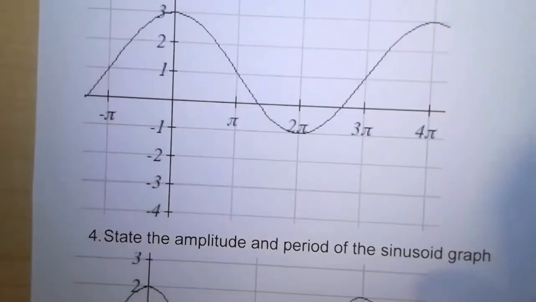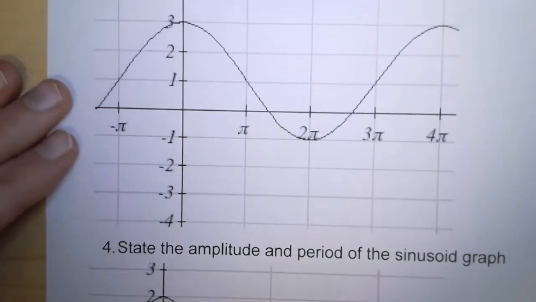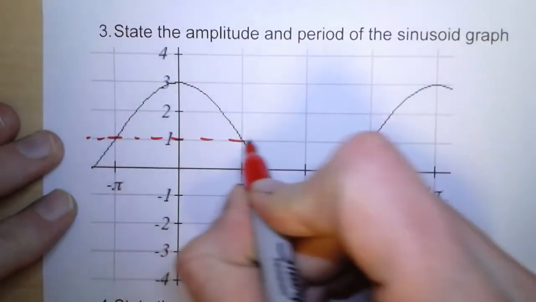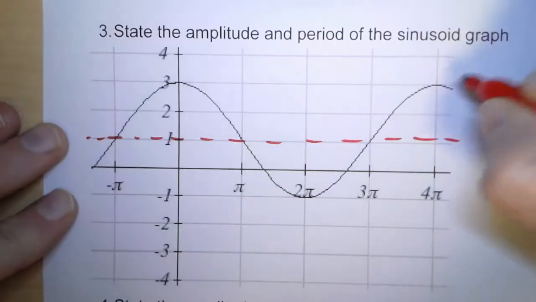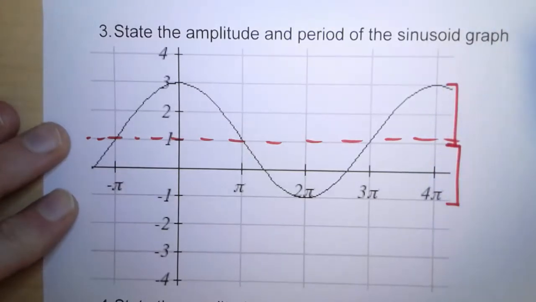Now on the flip side, over here, now we have some notation with pi, but that really doesn't change the idea of amplitude or period length. So for this one, if I draw the middle, it's right there. And so the amplitude is from the middle to the top and the middle to the bottom. So the amplitude is 2.